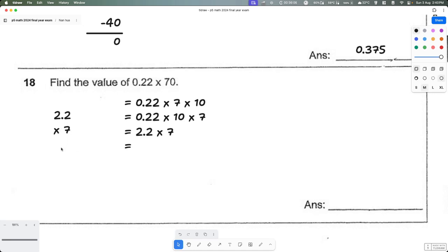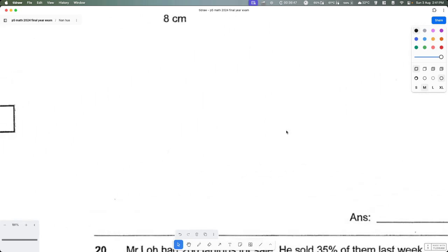So let me add a space. So 2 times 7 will be 14, right? Then put a dot here. Then we will put 1 over here. So 2 times 7 again. So this will be 154, like this. So the answer to this is 15.4. There are multiple ways to do it. Do whatever is comfortable. All right, let's move on to question 19.